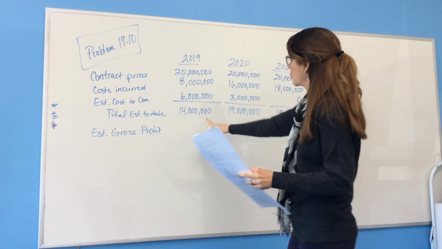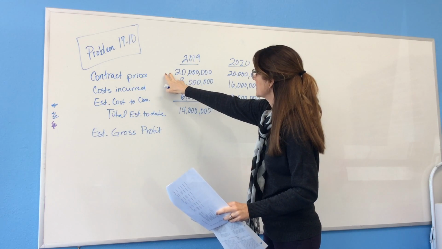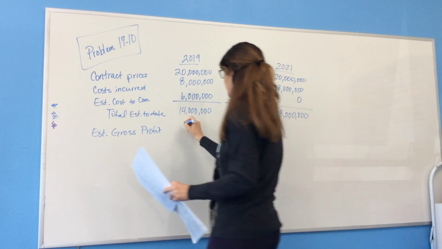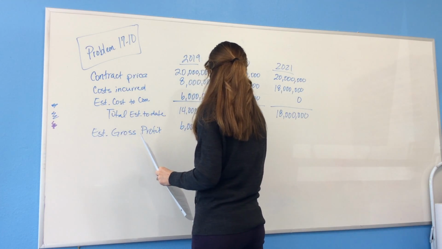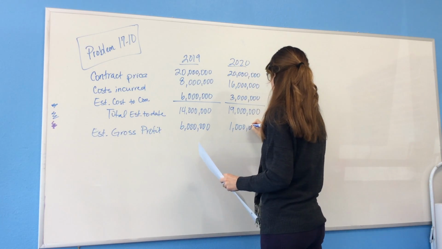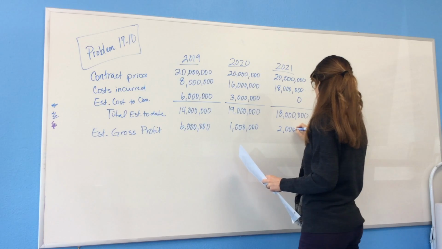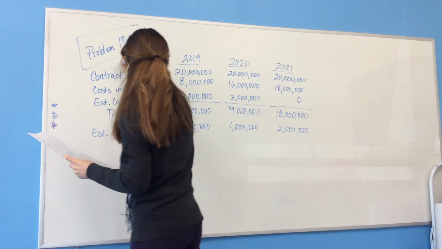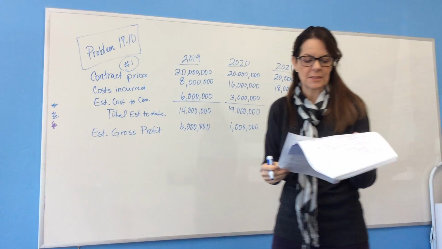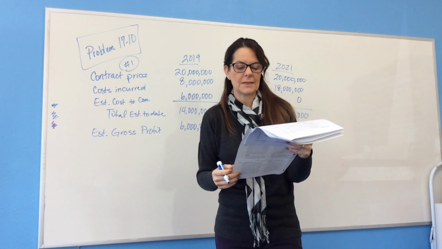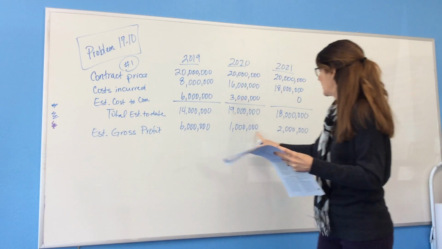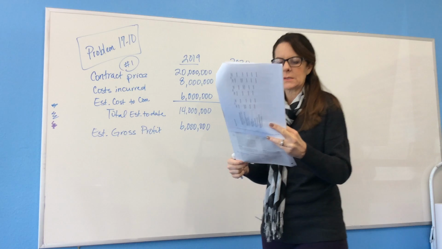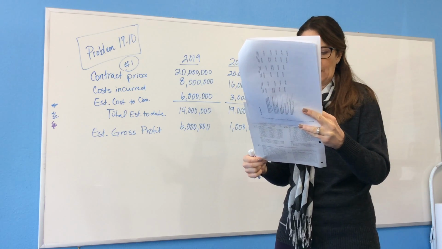So the estimated gross profit then, I'm going to take my contract price minus my total estimated cost to date, and take the difference, and so this will be $6 million. Sadly, this will just be $1 million, but here we're back up to $2 million. Okay, so this is the answer to number 1. The question, once again, was calculate the estimated total gross profit on the contract as of these three dates. So this is going to be the estimated gross profit. We're going to take those amounts and do number 2.